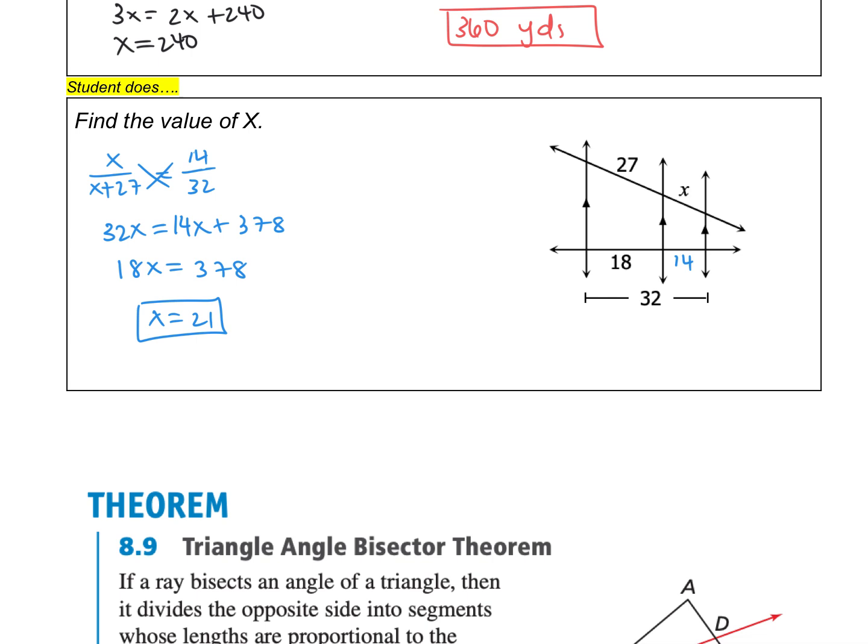So again, we are comparing our smaller figure to the bigger figure. They're just not triangles in this case. So we are comparing this small figure to the whole thing. So x goes with the whole side of x plus 27. And then this little side you had to find. It wasn't the 18, it's the 14, and then the whole thing.